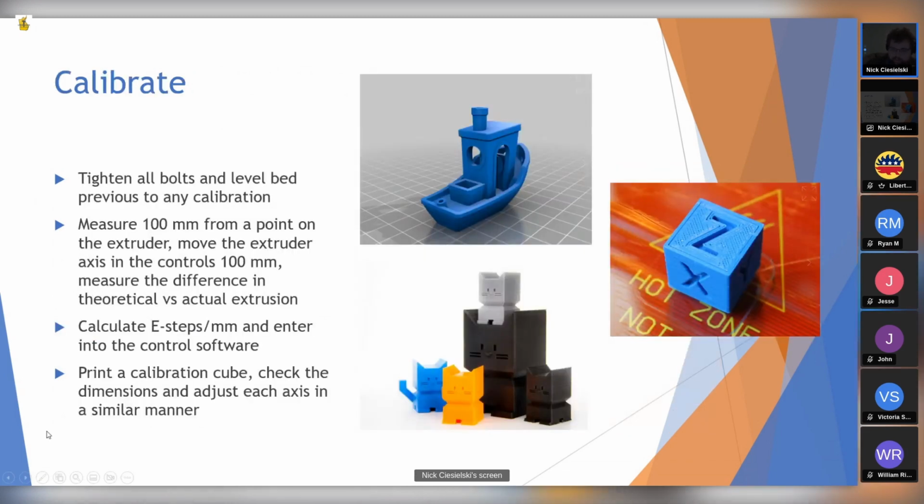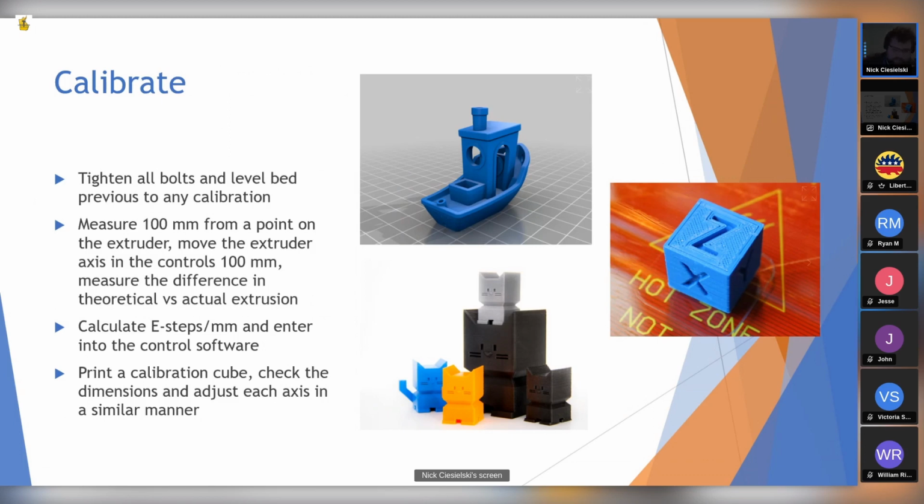Following that, you want to take steps to calibrate it. This is going to depend on your printer, exactly what you want to do. Make sure you're tightened up and that the printer's not loose in any way. The first thing you want to do is check your extrusion and make sure that your extruder is extruding the right amount of material. You'll mark it with a marker, measure 100 millimeters from a point on the extruder, and then run that 100 millimeters.